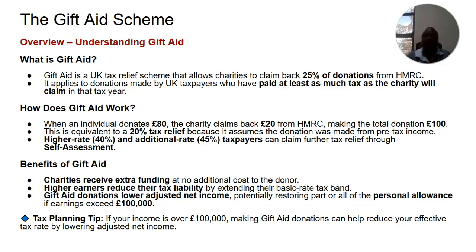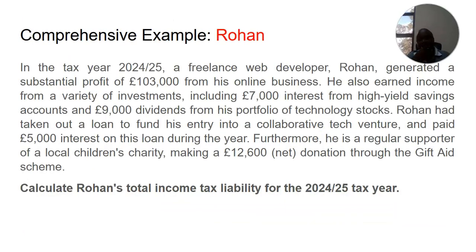All right, so if your income is over £100,000, making gift aid donations can help reduce your effective tax rate by lowering adjusted net income. Let's look at this example. Maybe we will be answered.